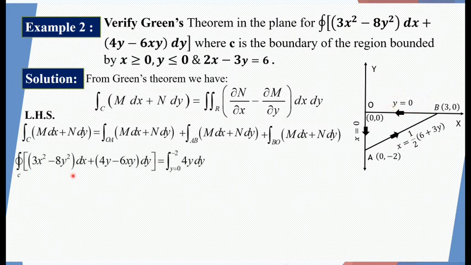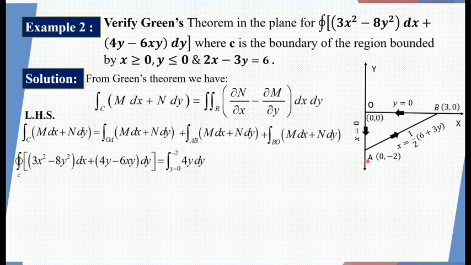So this is the first case, OA. In this case x equals 0 and dx is equal to 0, and the limits for y are 0 to -2. So keeping all these things, we write this OA in this particular manner: x equals 0, dx is equal to 0, so this entire term is 0. Here this 6xy is also 0, so only 4y dy remains, and the limits are 0 to -2. Now moving on to the second part, AB.